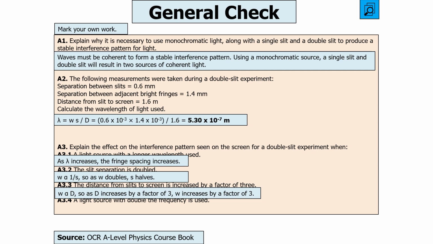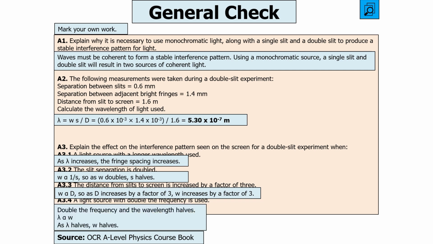Then the last one, you've got to remember that frequency isn't in the equation, but wavelength is. You should know that wavelength and frequency are inversely proportional from the equation c equals f lambda, and c is a constant, so therefore f and lambda are inversely proportional to each other. So if you double the frequency, the wavelength halves. We know that wavelength is proportional to W, so if the wavelength halves, W will halve as well.